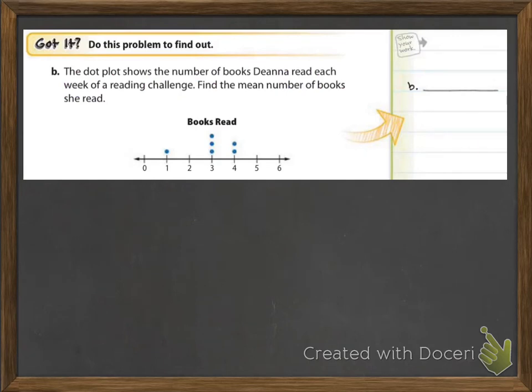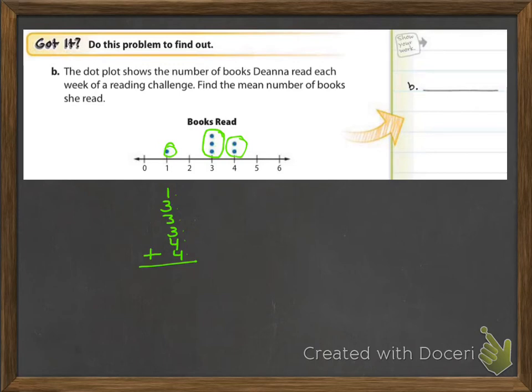Okay, B says the dot plot shows the number of books Deanna read each week of a reading challenge. Find the mean number of books she read. So now you are given the dot plots, so you need to make numbers out of those. So we get 1, then we have 3, 3, and 3. Now remember, I listed 3, 3, and 3 because I've got 3 dots there. Now I've got the number 4, and I've got 2 dots there. So I have 4 and 4. So really quickly, before I even start adding, I'm going to make sure I've got 1, 2, 3, 4, 5, 6 dots, and I've got 1, 2, 3, 4, 5, 6 pieces of information. So I know I counted them all.